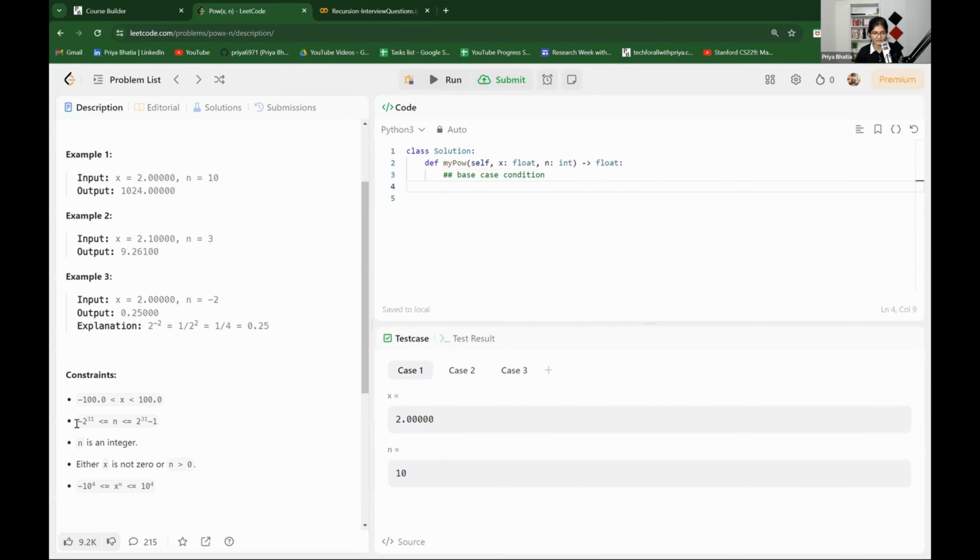When the value of N equals 0, then return 1. The constraints range from negative 2 to the power 31 to positive, so here they're taking negative numbers plus positive numbers. It means 0 is also included. So we can take the two base case conditions.